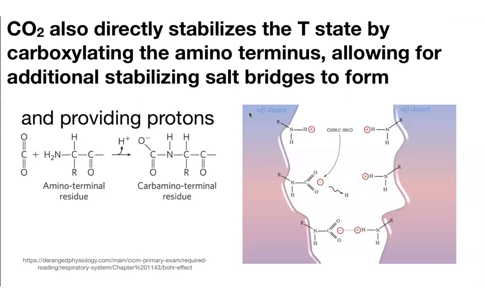And at the same time, you're going to be giving up a proton, lowering the pH. So the bicarbonate system is only one of the ways. It's the main way that your body transports CO2, but the other way is through hemoglobin itself. By reacting with hemoglobin, you're releasing more protons and making it so that there are additional interactions that can form that stabilize that T state.